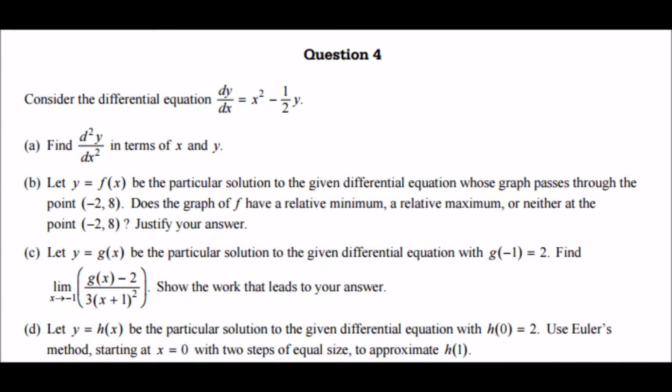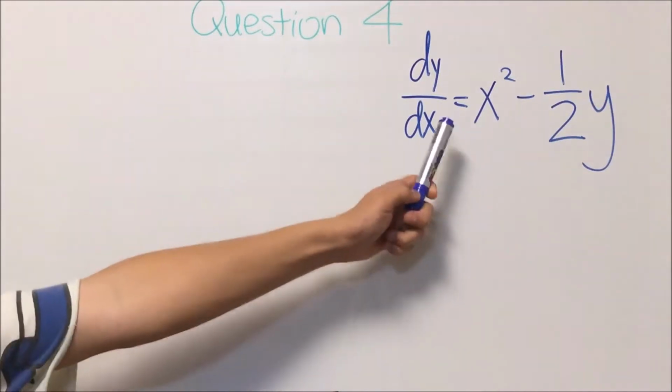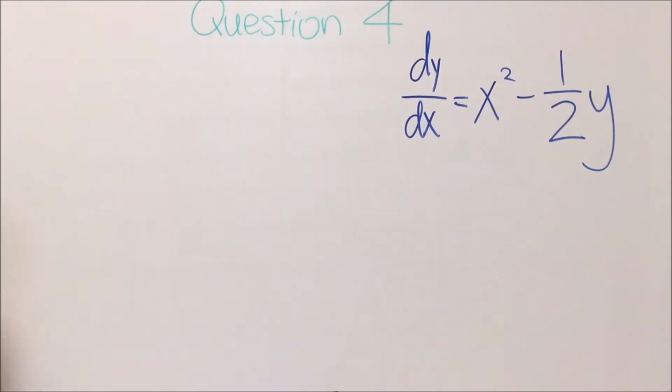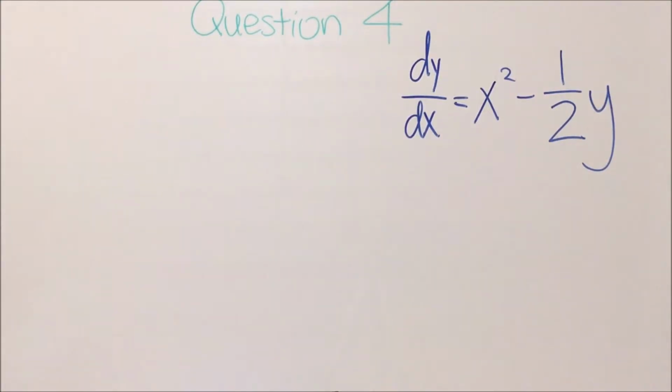Today we're going to talk about 2016 free response question number 4. In the problem, consider the differential equation dy/dx = x squared minus 1/2 y. Part A asks us to find d squared y over dx squared in terms of x and y. Thus, we have to differentiate this to get the second derivative. How should we do that?